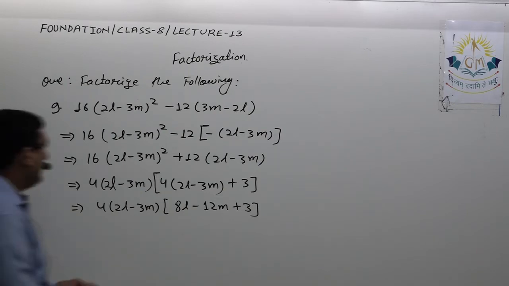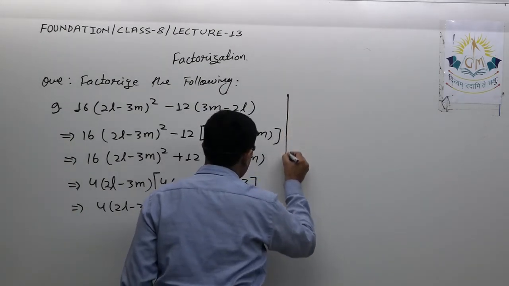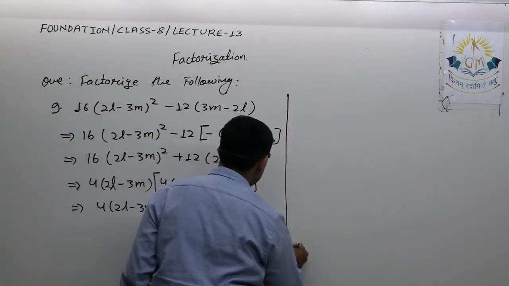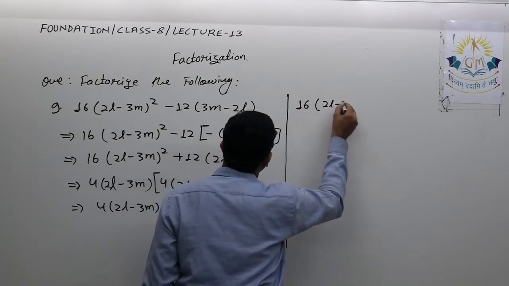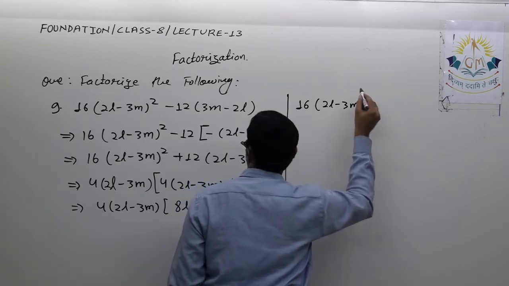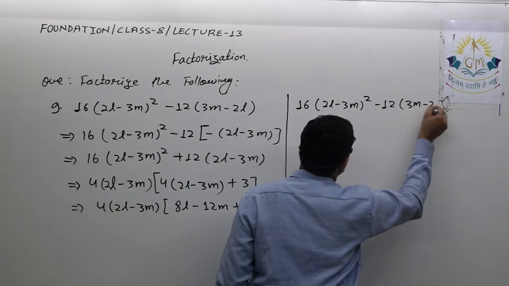Okay, so let us see one more way to factorize this. Okay, so here we have 16 (2l minus 3m) whole square minus 12 (3m minus 2l).